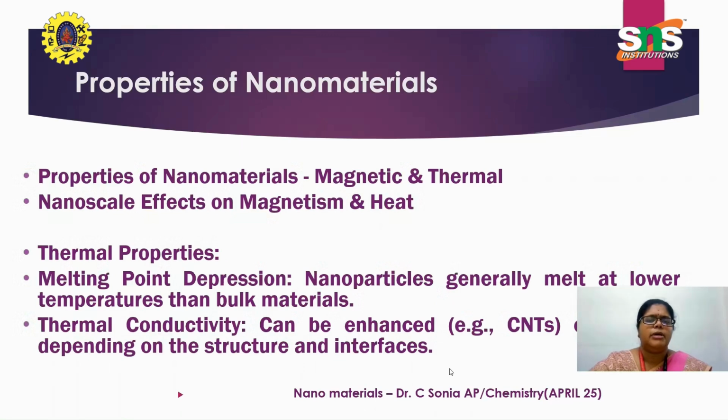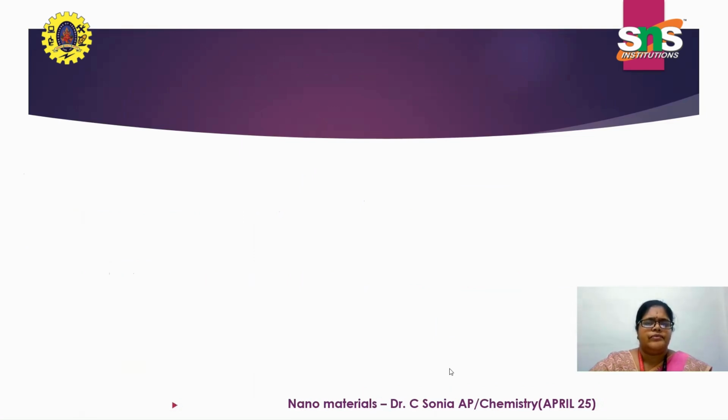So again, it's about the magnetic and the thermal effects, that is thermal properties, melting point depression. Nanoparticles generally melt at a lower temperature than the bulk materials. Thermal conductivity can be enhanced. Example, in carbon nanotubes it can be reduced depending on the structure and the interfaces. So these are some of the unique properties of the nanomaterials.